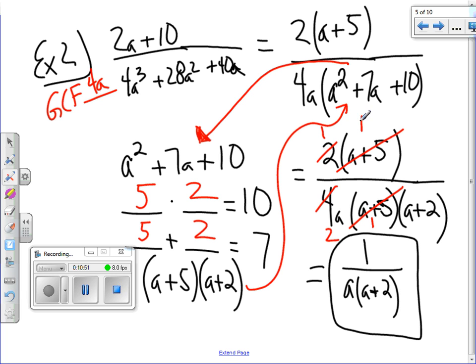So what do we have on the top? We have 1 times 1. And what's 1 times 1? It's 1. Okay? Now, the downstairs, what's left? I'm left with a, and I'm left with a factor of a plus 2. So we write those side by side, and we are finished.